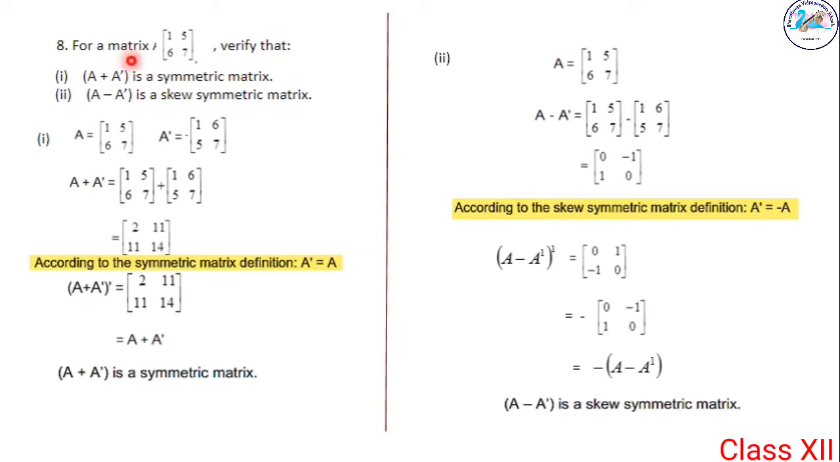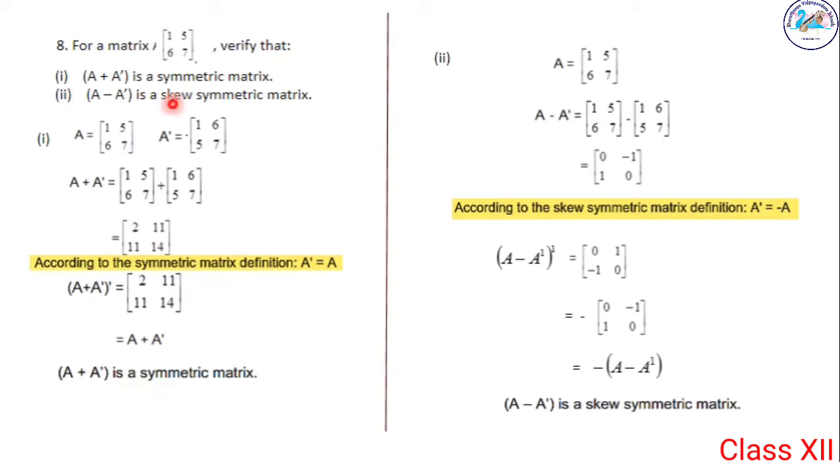What we have to calculate is, first we have to calculate A plus A transpose, then we have to go for the transpose of this one, that is (A plus A transpose) the whole transpose. After calculating, we will come to the conclusion that (A plus A transpose) the whole transpose is equal to A plus A transpose. So therefore it is a symmetric matrix.